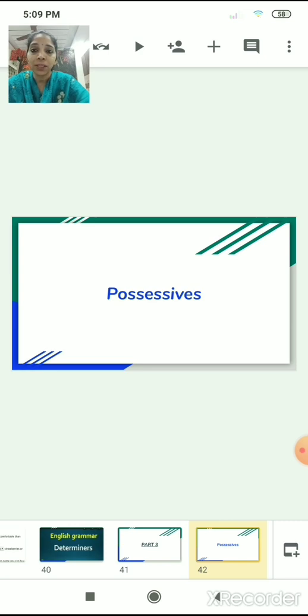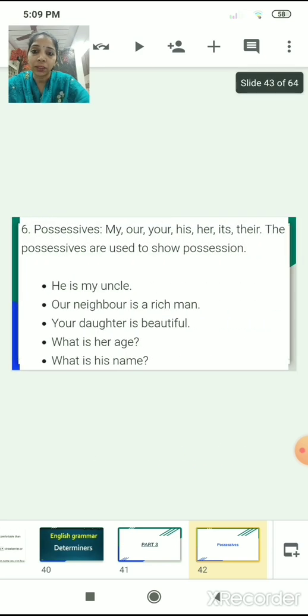Now let me tell you students, possessive determiners. In English grammar, a possessive determiner is a type of function word which is mainly used in front of a noun to express possession or belonging, as in my phone, my book. So the possessive determiners in English are my, your, his, her. All these words which show a kind of possessiveness are known as possessive determiners.